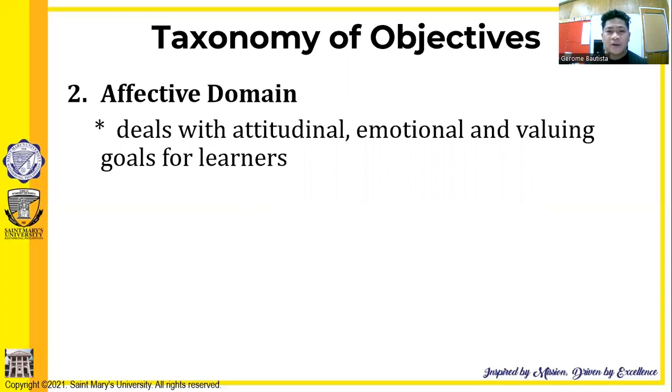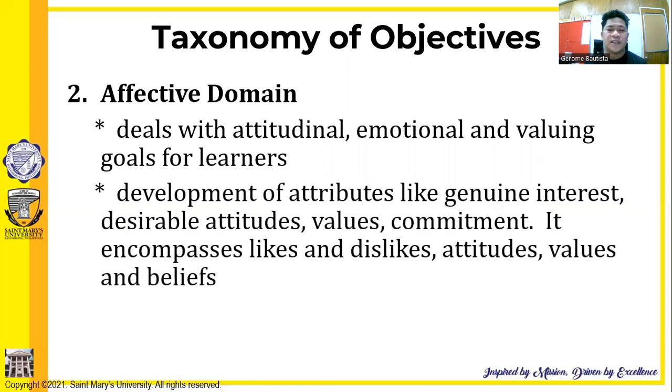We have mentioned honesty, transparency, and many things. So this is the development of attributes like genuine interest, desirable attitudes, values, and commitment. It encompasses likes and dislikes, attitudes, values, and beliefs. I think the teaching of the affective domain is something that we can always include in our objectives.